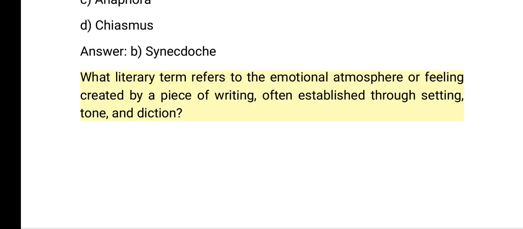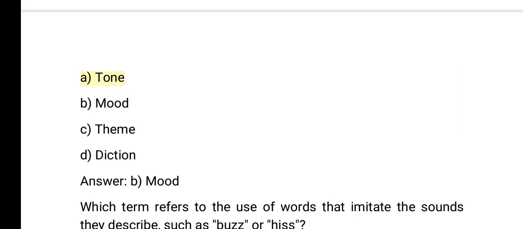What literary term refers to the emotional atmosphere or feeling created by a piece of writing, often established through setting, tone, and diction? A. Tone. B. Mood. C. Theme. D. Diction. Answer. B. Mood.